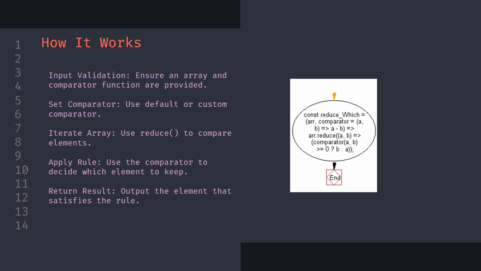Let's break this down. First, we validate the input to ensure we have an array and optionally a comparator function. If no comparator is provided, we use the default rule for finding the minimum. We iterate through the array using the reduce method, and for each pair of elements, the comparator determines which element to keep. Finally, we return the element that satisfies the rule. This structured approach ensures flexibility and correctness.